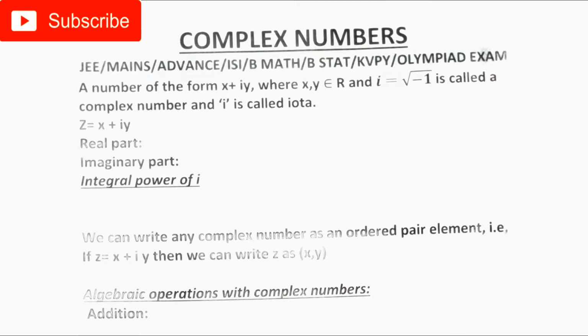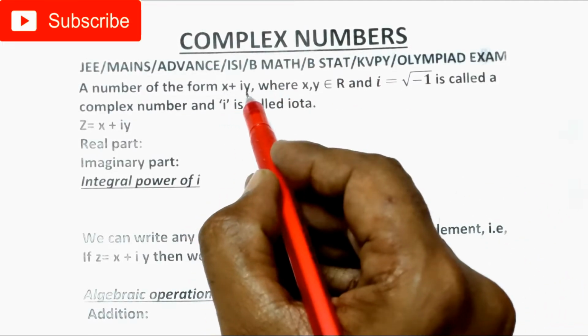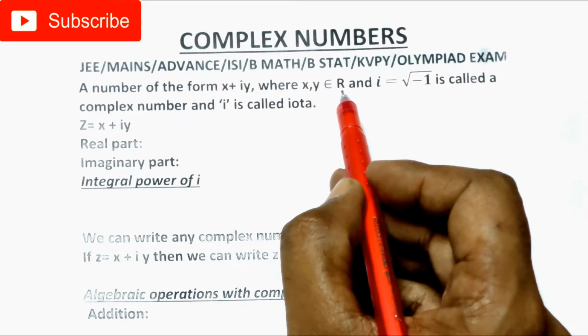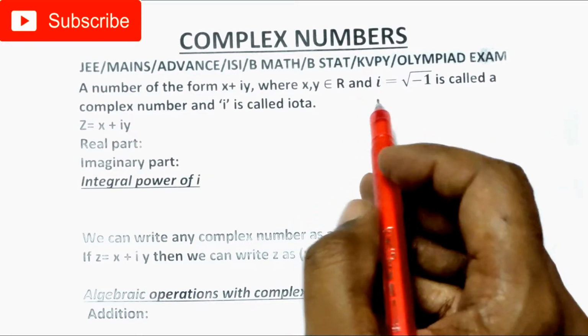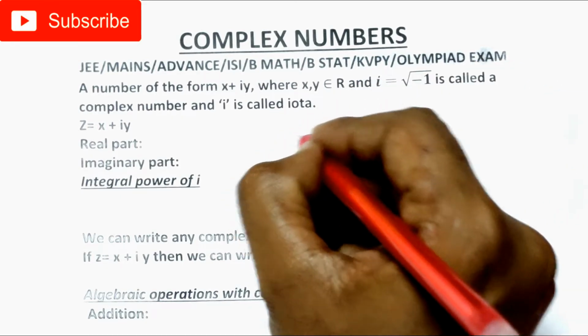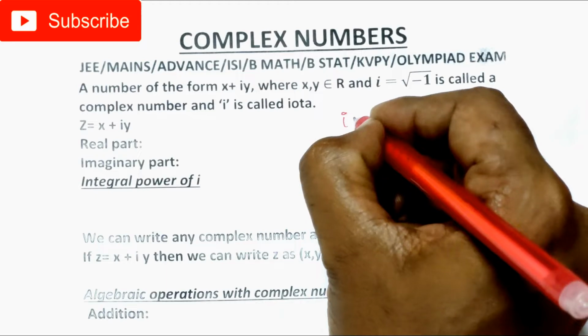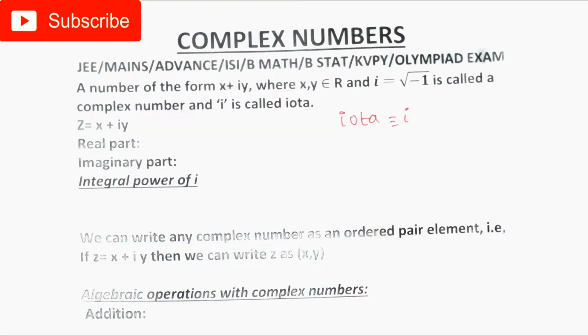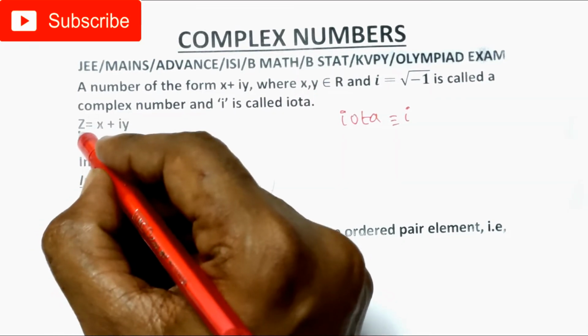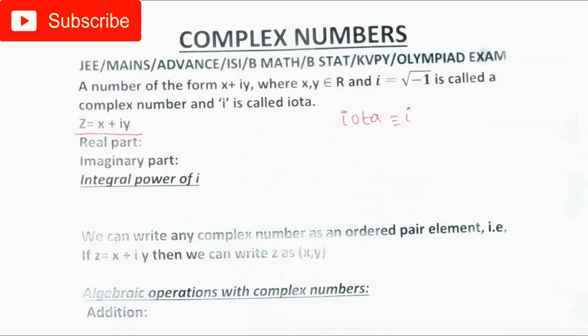What is the definition of a complex number? A number which is of the form x plus iy, where x and y both are real numbers. R denotes the set of real numbers, and i is known as iota. Here i equals root over minus 1. Such a number is called a complex number. So we often take any complex number as z. So z equals x plus iy.